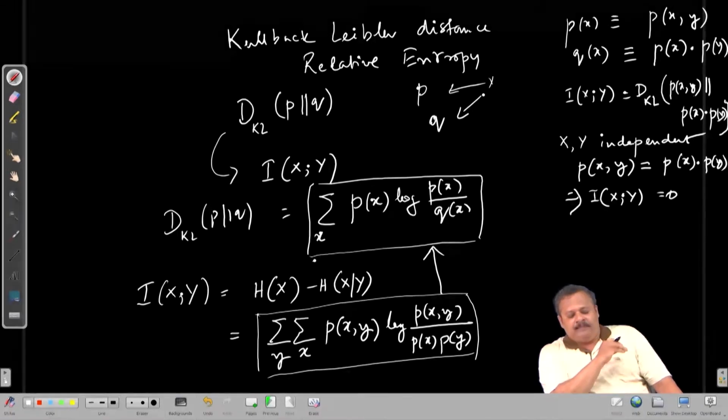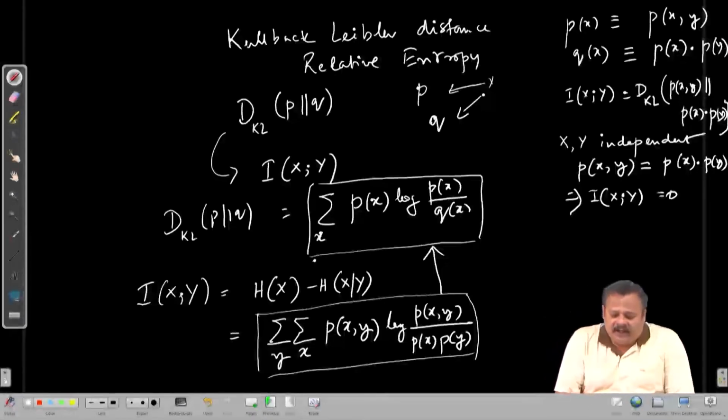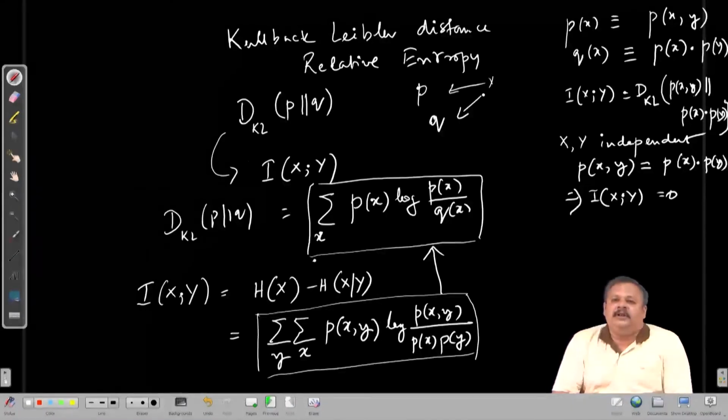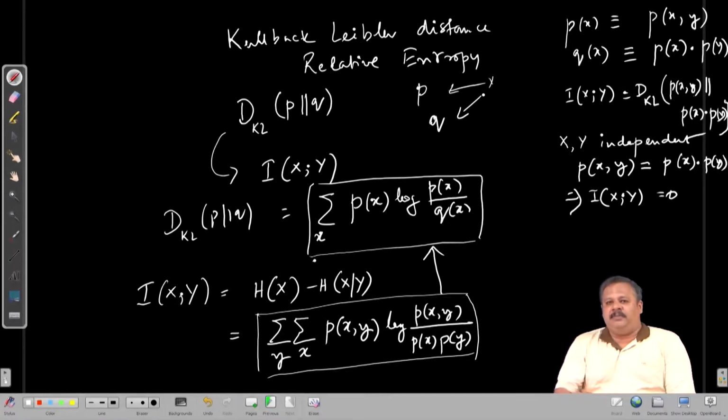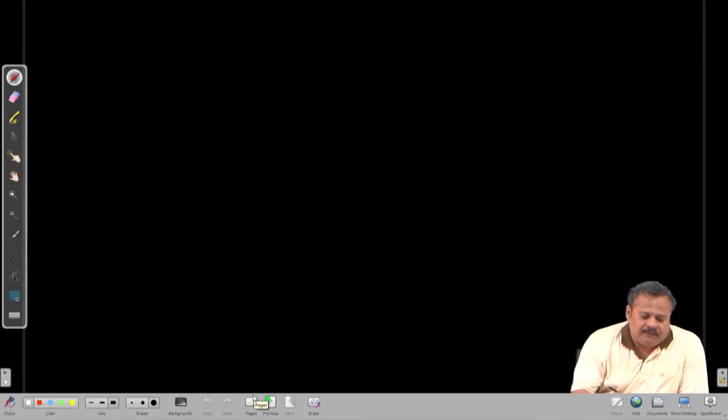In other words, the mutual information is the distance between the joint distribution and what the joint distribution would have been had the two random variables been independent of each other. So, had they been independent, then the joint distribution p of x,y should have been p of x times p of y. However, the observed joint distribution p of x comma y is whatever we are looking at, and so the KL distance between them is the quantification of dependence between x and y, that is the distance from independence.